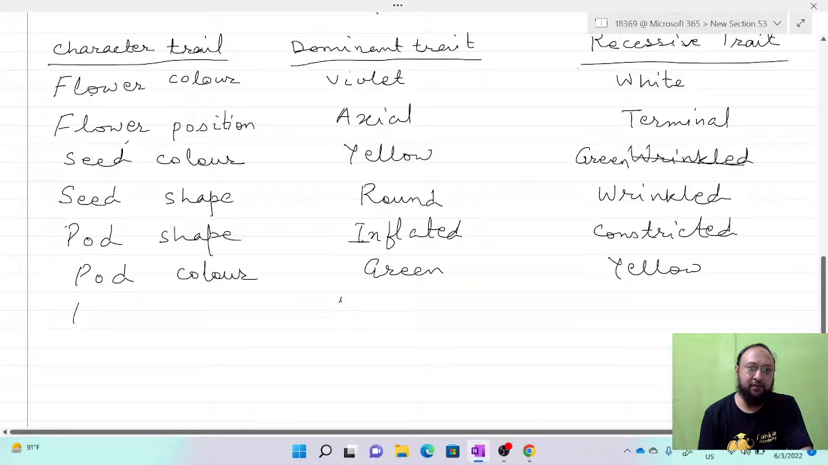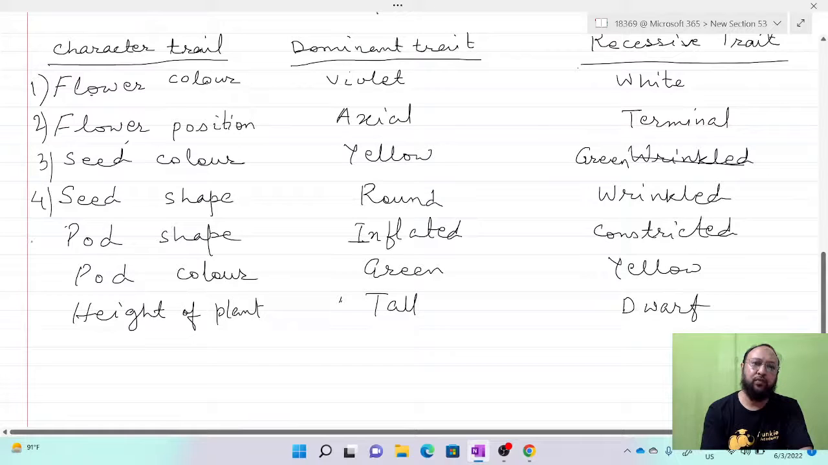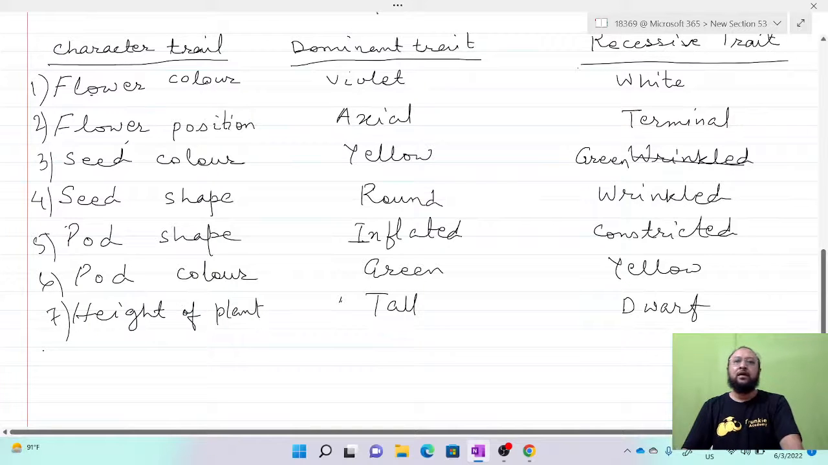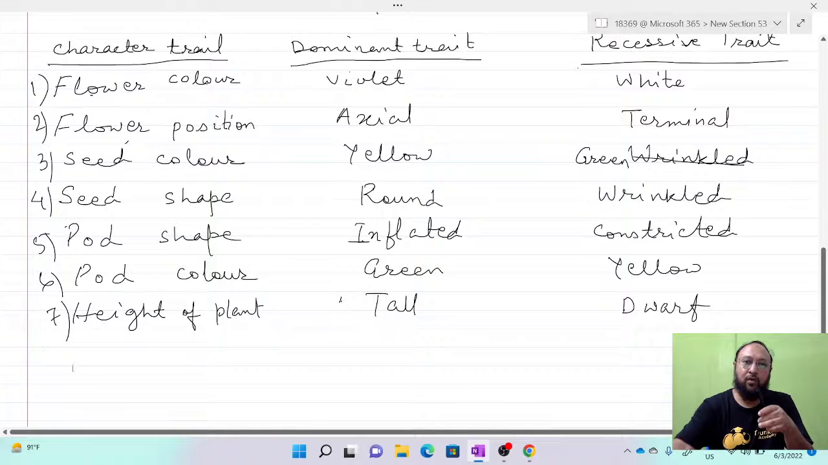Then comes the height of the plant, tall and dwarf. So these are the 7 characters: number 1, 2, 3, 4, 5, 6, and 7. So easily observable 7 pairs of contrasting traits are there. That is the first reason, and now we will see the other reasons.